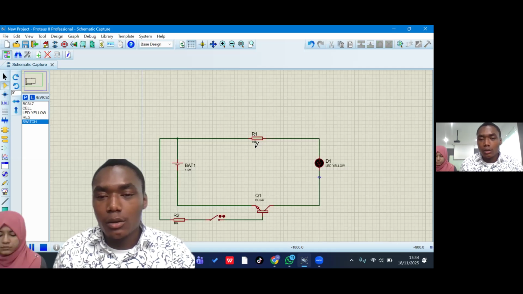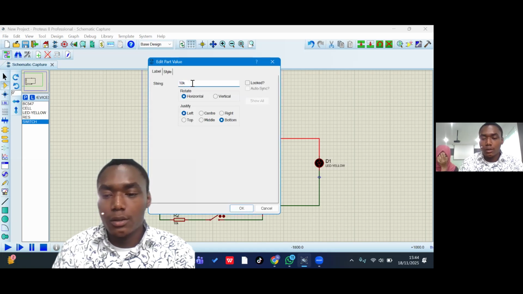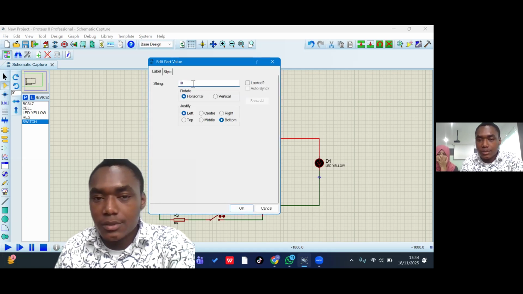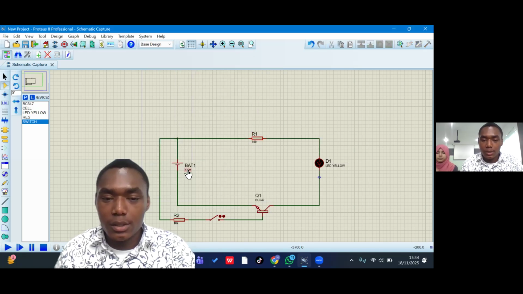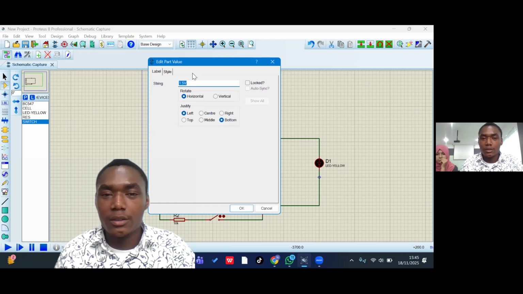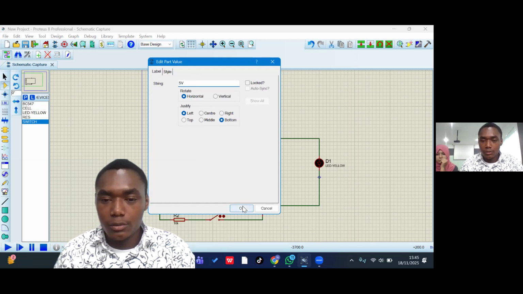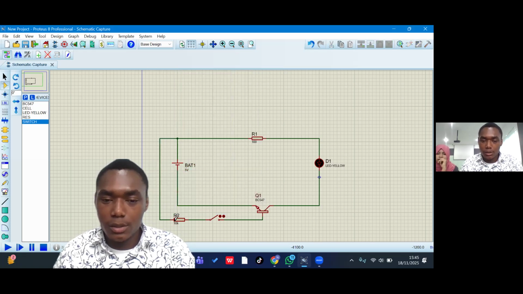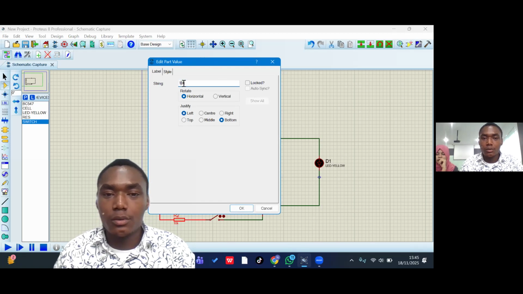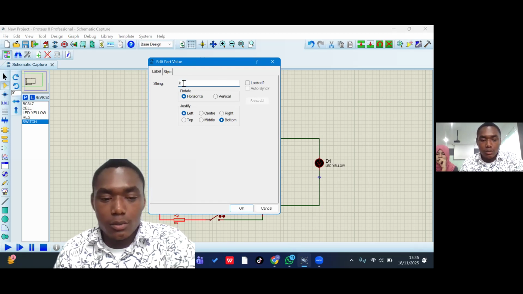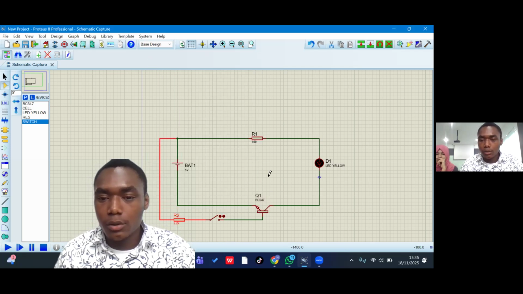Okay, now we should set the value of our components. Let's set this resistor to 100. The battery, let's set it to 5 volts. And this resistor, let's set it to 2.2 kilo ohms.